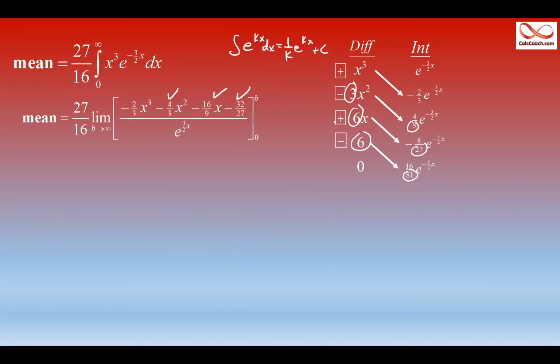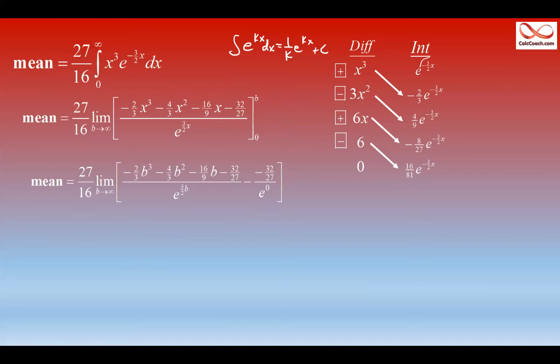As I'm doing it, I'm recognizing that this e to the minus 3/2 x, of course, is on everybody. So it's kind of like factoring that out. And when you have the improper integral, it's great to have that all in the denominator, negative exponents. And so I factor it out and put it in the denominator of everybody. And now we're going to plug in the bounds of b and 0. Still got that 27/16 on the outside. And we're going to take the limit as b goes to infinity.